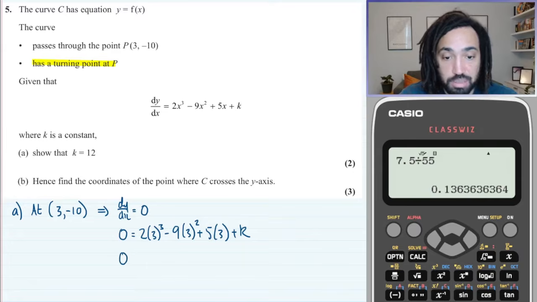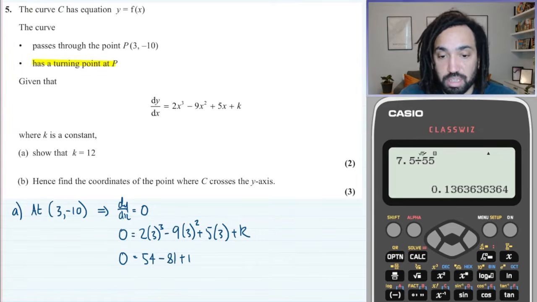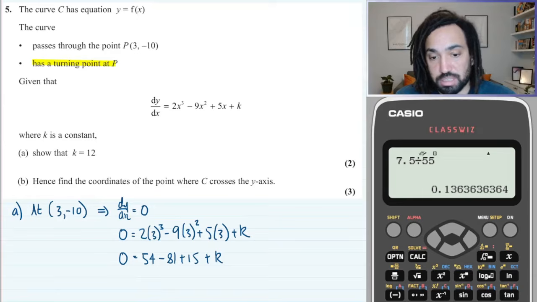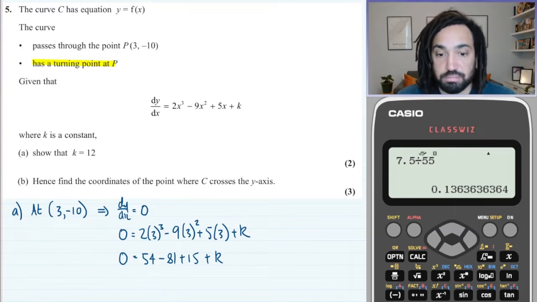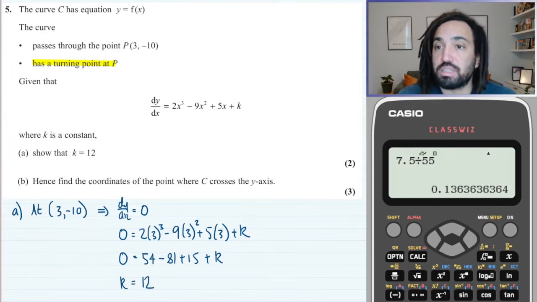And again, it's a show that question, so I'm going to evaluate these things. So it's 27 times 2 is 54, 9 times 9 is 81, plus 15 plus k, which gives us 69 minus 18 is 12. I think that's enough. Yeah, we're good to go from there. k is equal to 12.